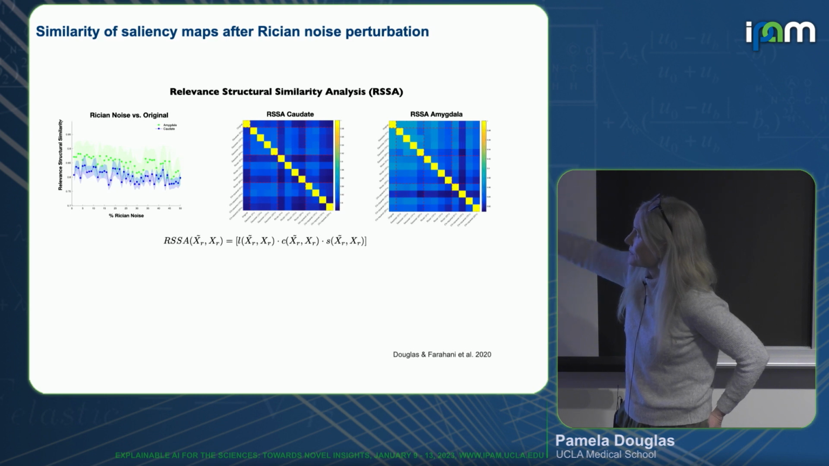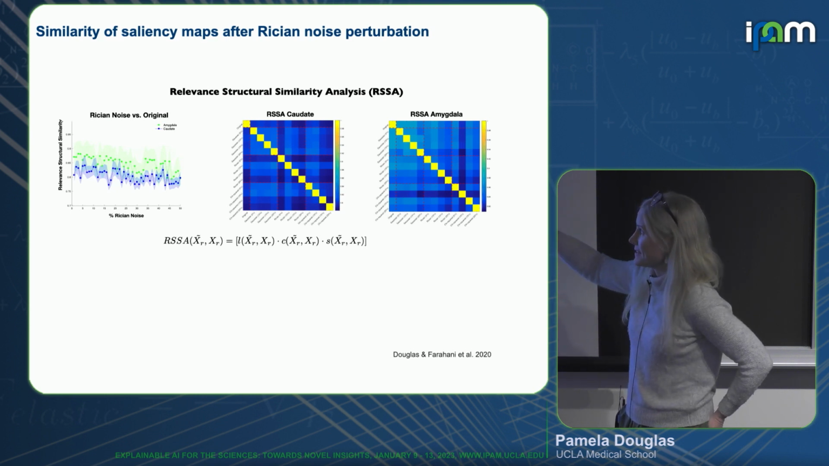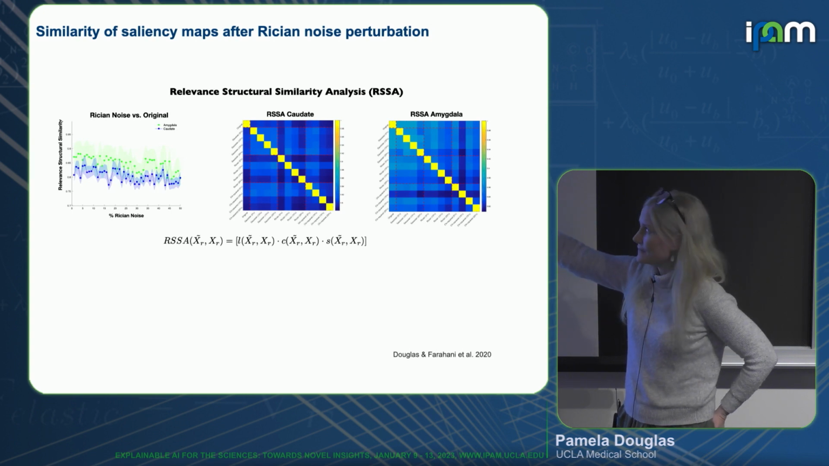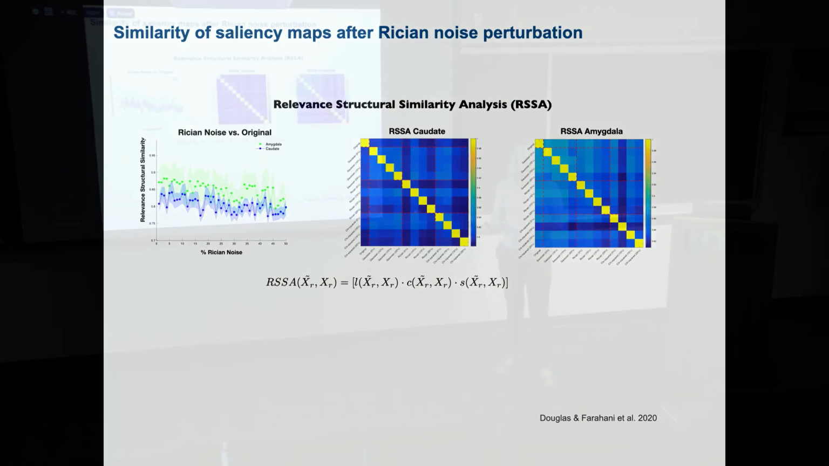And so we looked into different similarity ways to quantify the maps. We ended up using structural similarity analysis, this nice way to quantify the distance between saliency maps before and after perturbation with Ricean noise. And unfortunately, Ricean noise does cause quite a bit of problems in the MRI world.